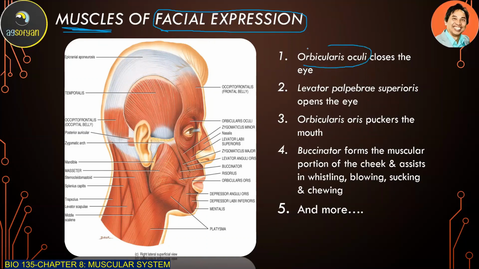Orbicularis oculi, and again, oculi means eyes. Orbicularis means circle. So this is the muscle that circles the eyes. This muscle is usually used for closing our eyes.